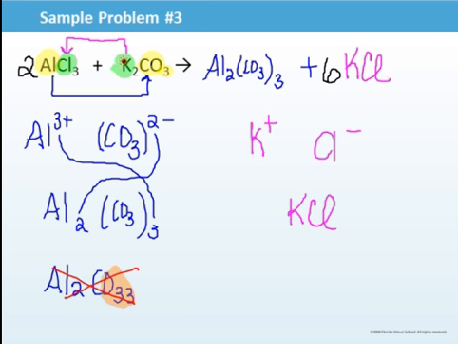But I only have 2 potassiums here. That's okay. If I put a 3, 3 times 2 equals 6. And now I also have a total of 3 of the carbonate groups. So 3 carbonate groups, 3 carbonate groups, and we are now balanced.